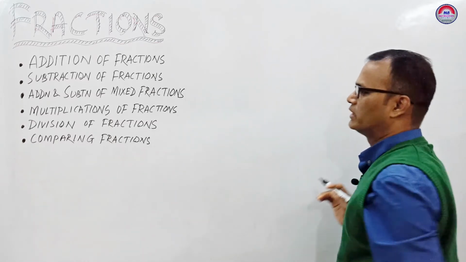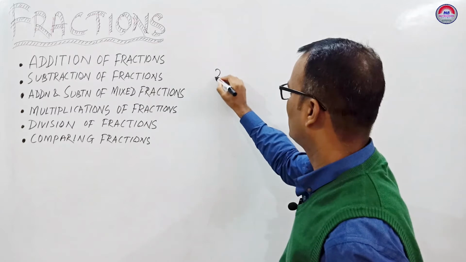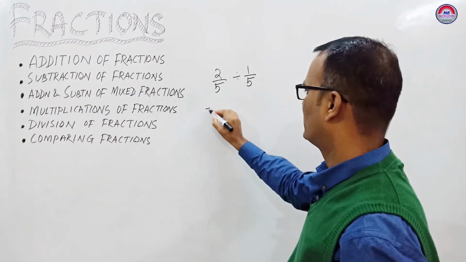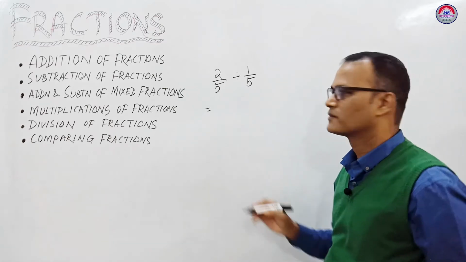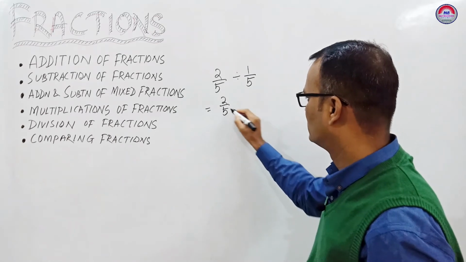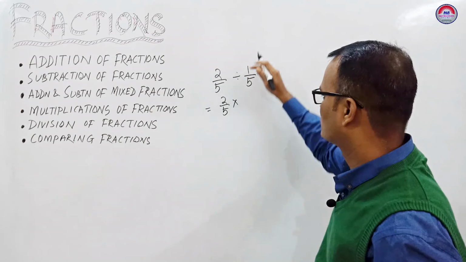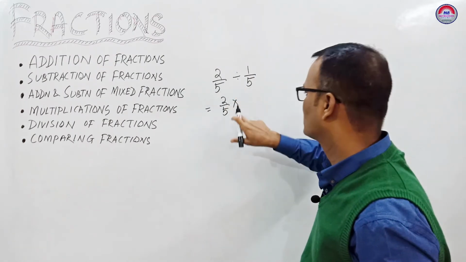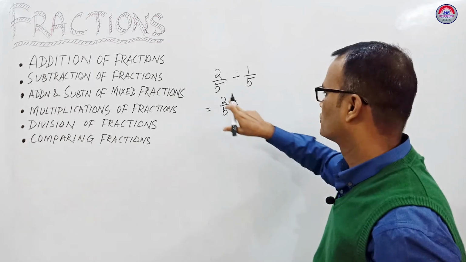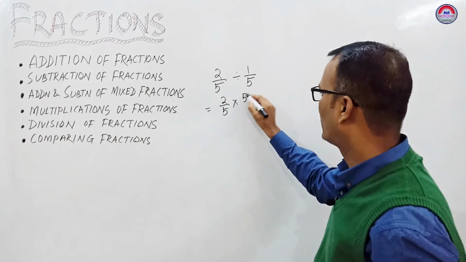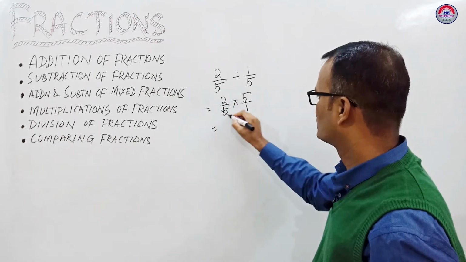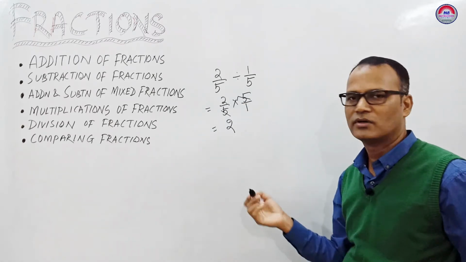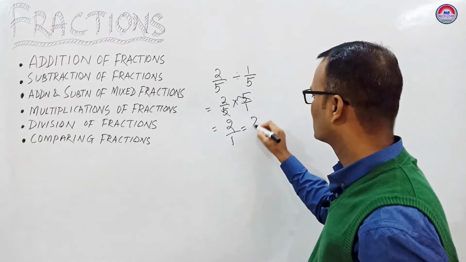Then comes division. Division of fractions. If we write 2 by 5 divided by 1 by 5, how do we solve it? For division of fractions, first we write the first part, then we just take the reciprocal of this one and the sign will be changed. In place of division, you put multiplication. 2 by 5 into 5 upon 1, the answer is 2 by 1, that is 2. 2 by 1 means 2. Denominator 1 means it is 2.